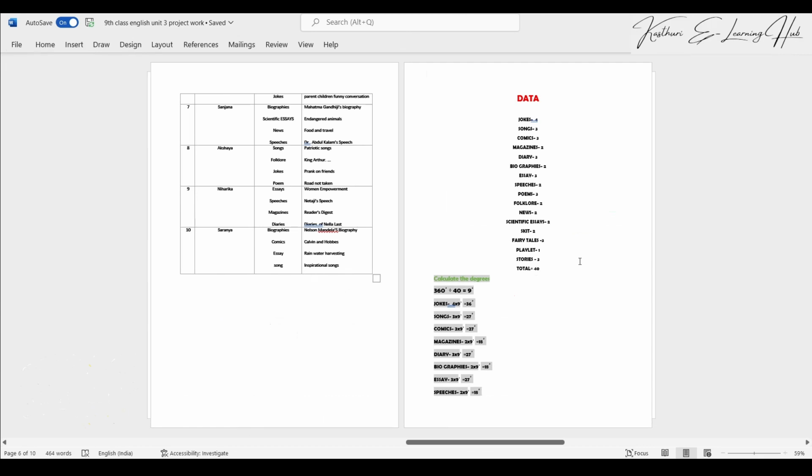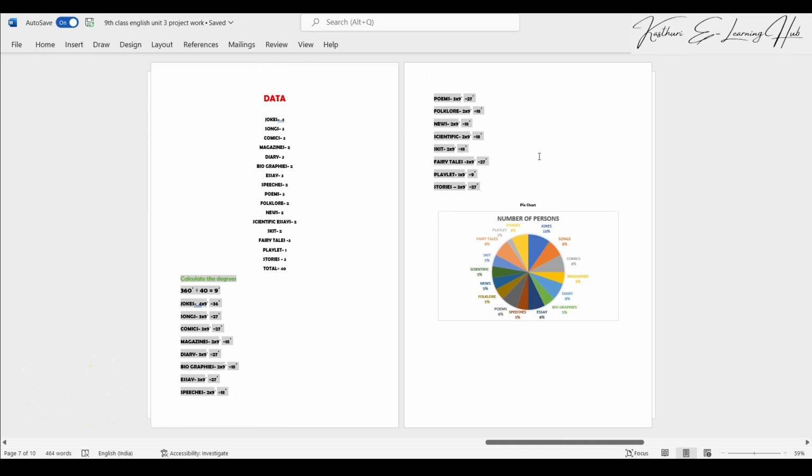So give a heading. Then consolidate the data. Write how much for each one. Okay, then calculate the degrees. These two you can write on a single page. Side by side you can write this data and get it into one page. One full line you can write the data. One full line you can make the degrees. Okay, on this whole page you can do the pie diagram. You can make it bigger so that writing will become easier for us.